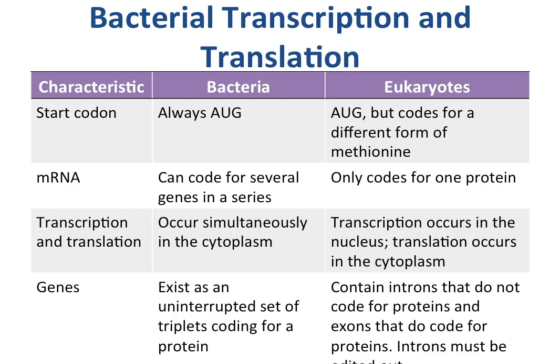So the translation in the eukaryotes and prokaryotes are different. For example, in the prokaryotes, the start codon is always AUG. For the eukaryotes it can be AUG. However, the code is still for different forms of amino acids. Okay.